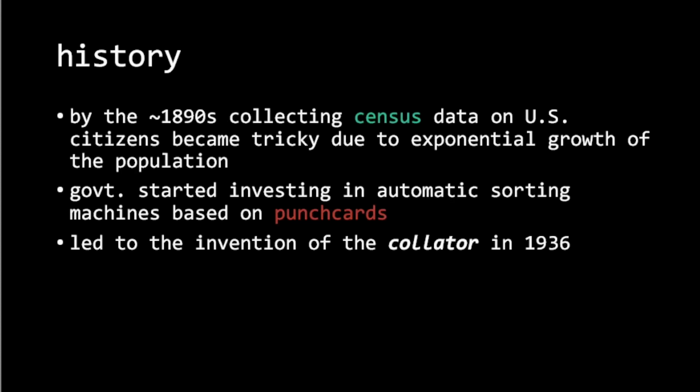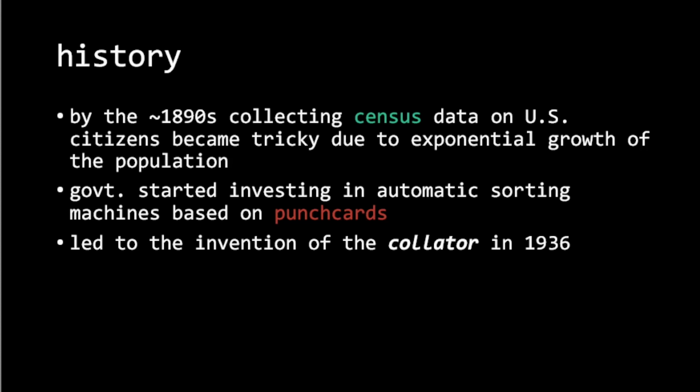By the late 1890s, way back when, over a century ago, collecting census data in the United States became quite tricky because of the large number of people in the country. And population grows exponentially, as I'm sure you know. So ideas of automation came pretty early, because having demographic data on your population is important. And so the government invested in automatic sorting machines based on punch cards.